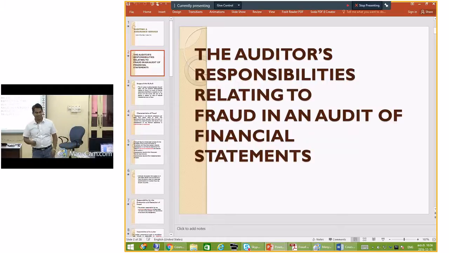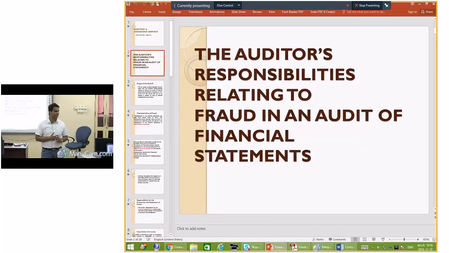So what's the important point? Detecting frauds is very challenging, very difficult. Yes or no? Yes. Accounting errors are easily traceable because they are unintentional. There is no intention to hide it. There is no intention to conceal that.